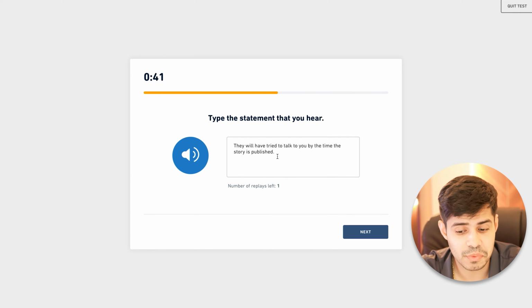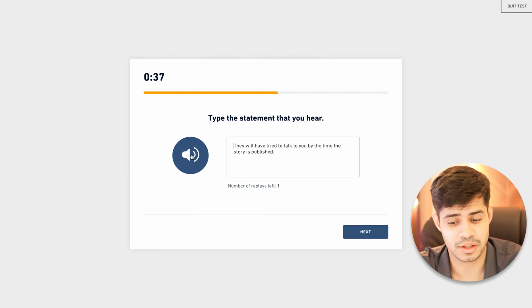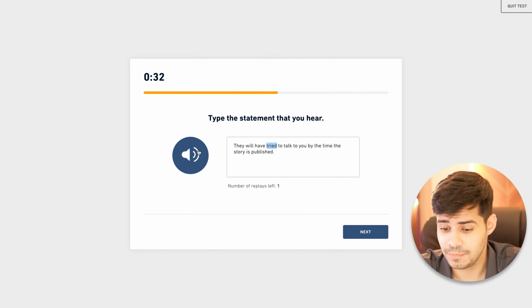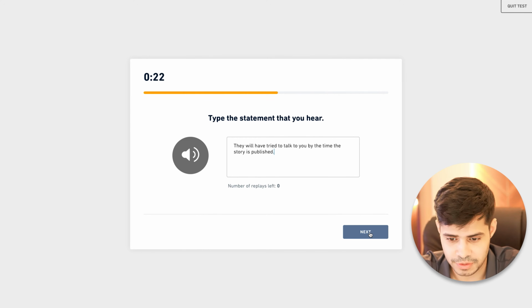If you don't listen properly, then listen one last time. All right, just in case you were not sure of the tense. I think it's tried, because they will have try is incorrect English, right? They will have tried to talk to you by the time the story is published. So it's tried. Put a full stop. There's no need of any commas. Looks good.